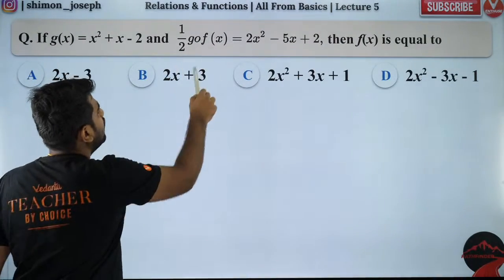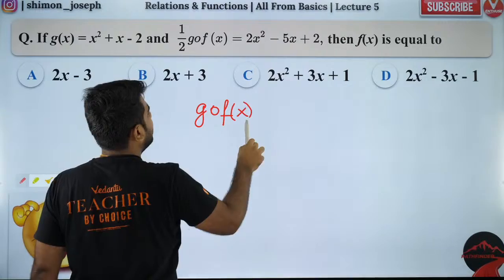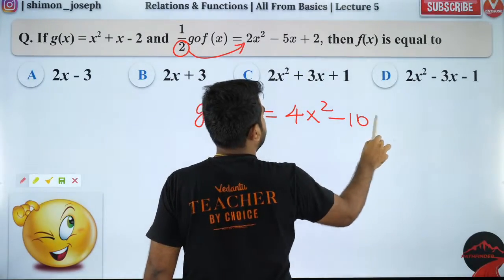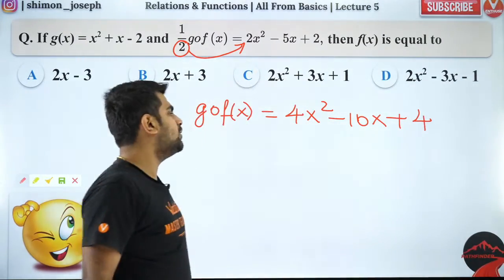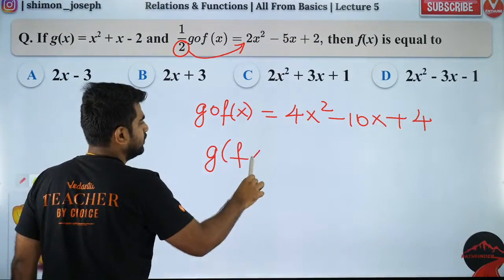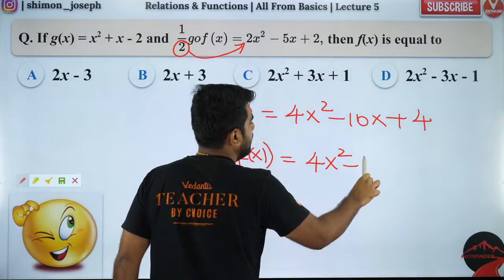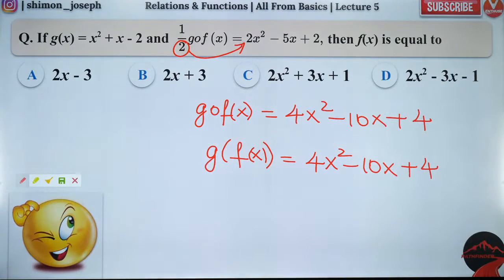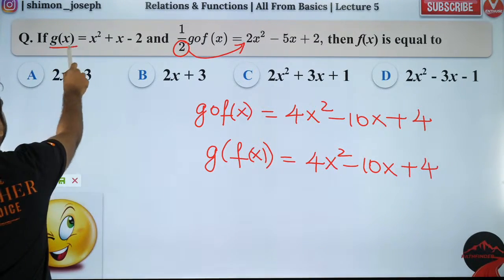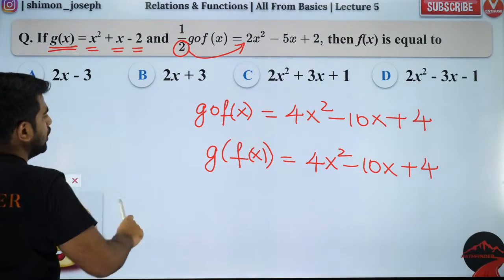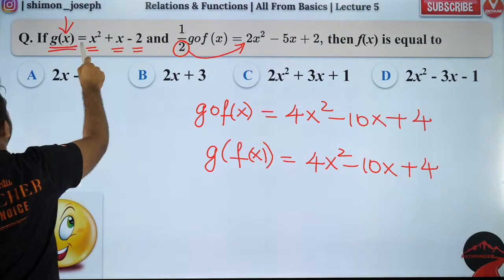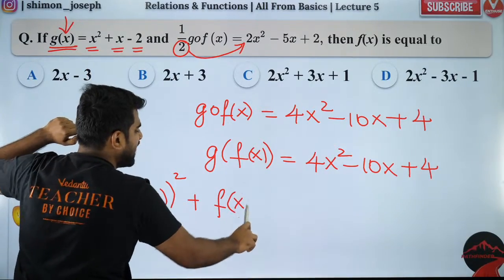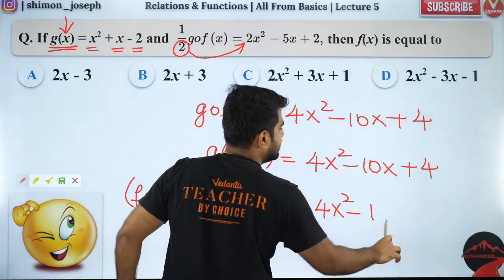So guys, first of all, what is g of f? g of f of x is equal to, this 2 you take it to the other side. So 2 into 2x square will be 4x square, 2 into 5x is 10x, 2 into 2 is 4. Are you all clear with it? So this is nothing but g of f of x, and that is equal to 4x square minus 10x plus 4. Now, what is g of x? g of x is x square plus x minus 2. So can I say g of f of x, in the place of x, I have to put f of x. So it will be f of x square plus f of x minus 2 is equal to 4x square minus 10x plus 4.